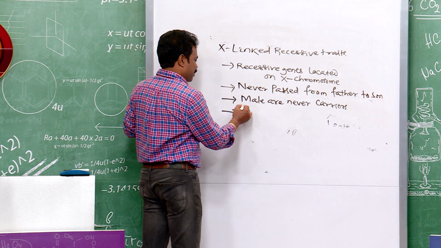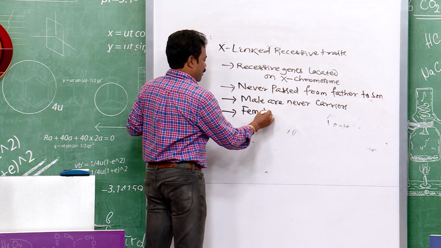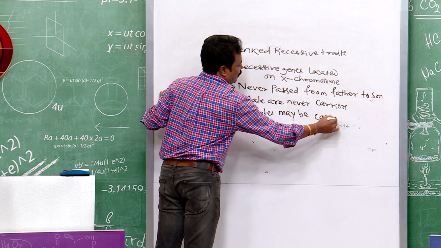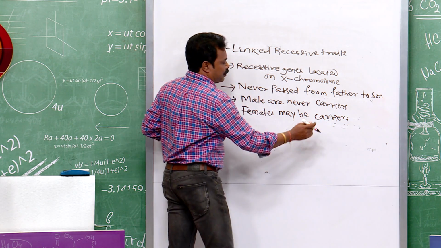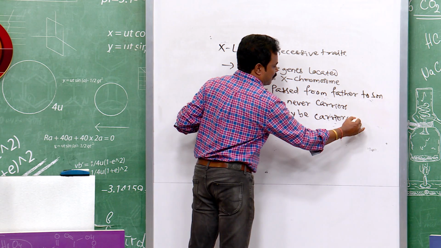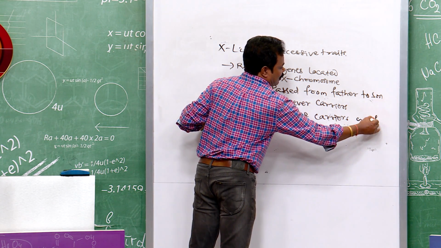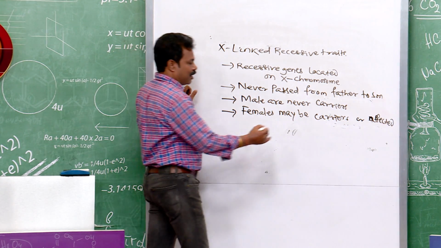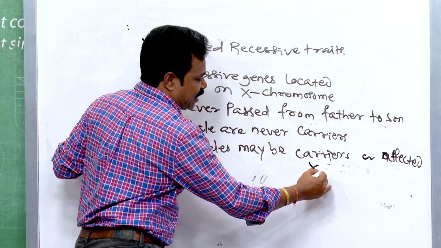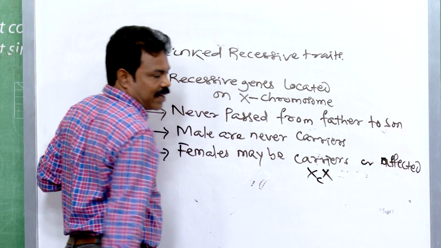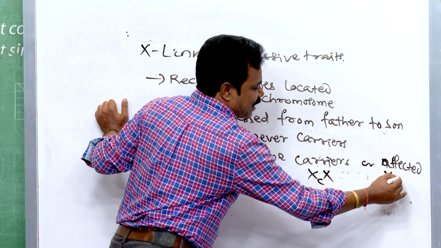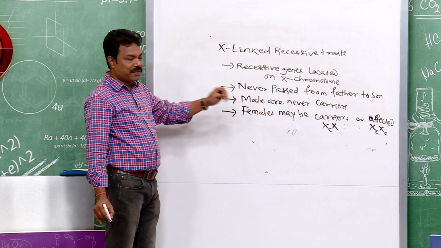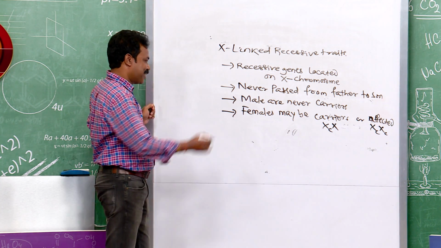The females may be carriers, may be affected. Suppose the example of color blindness, if it is an X-linked recessive trait, XCX is a carrier female, XCXC is a color blind female. So the females may be carriers, may be affected, right.